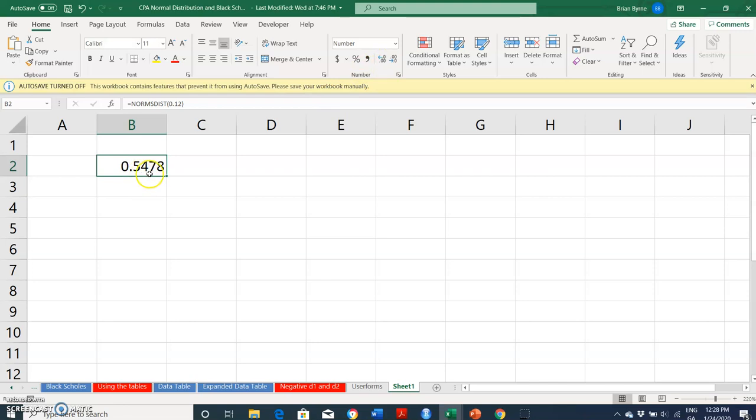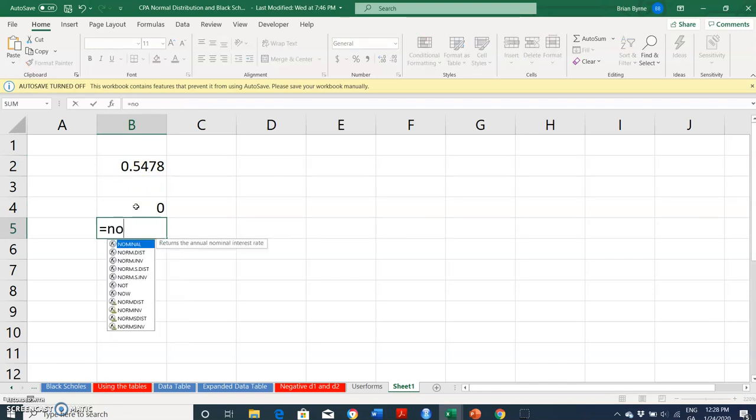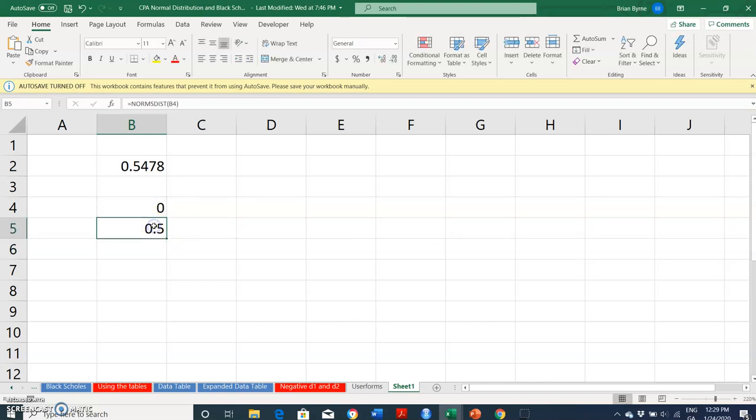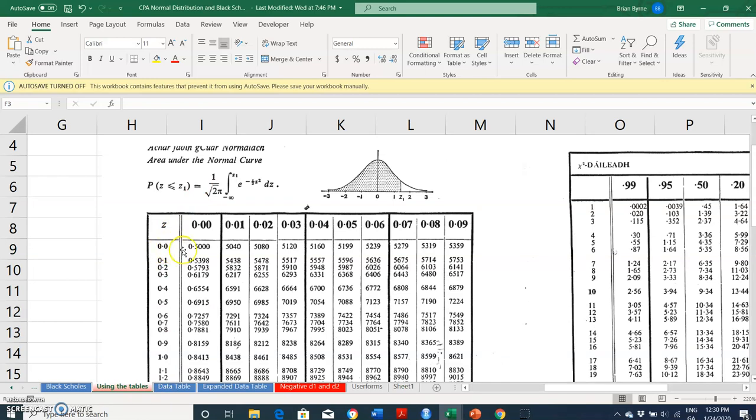Right, 0.5478. So if we put a value of 0 here and ask what's the area under the curve, to read the probability in Excel, we invoke NORM.S.DIST. And NORM.S.DIST assumes that the mean is 0 and the standard deviation is 1. Okay, and then we return that and we have 0.5. So that's what we would expect from the tables. Reading the area under the curve going back from 0, we get 0.5.